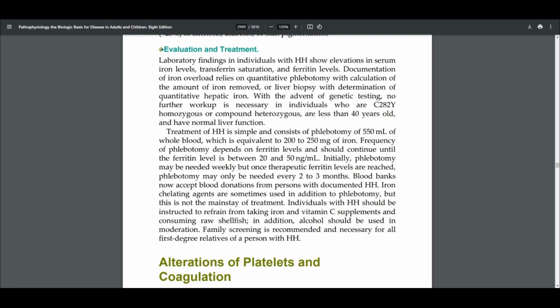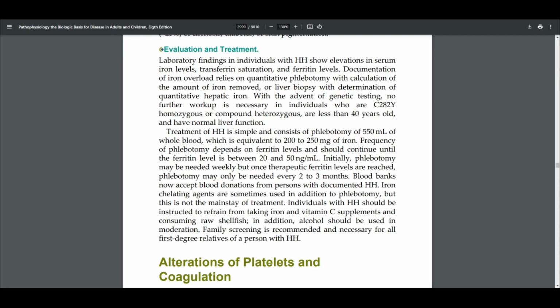Frequency of phlebotomy depends on the ferritin level and should continue until the ferritin level is between 20 and 50. Initially, phlebotomy may be needed weekly, but once therapeutic ferritin levels are reached, phlebotomy may be only needed every 2 to 3 months. Blood banks now accept blood donations from persons with documented HH. Iron chelating agents are sometimes used in addition to phlebotomy, but this is not the mainstay of treatment.